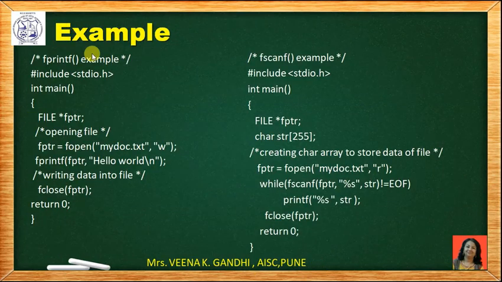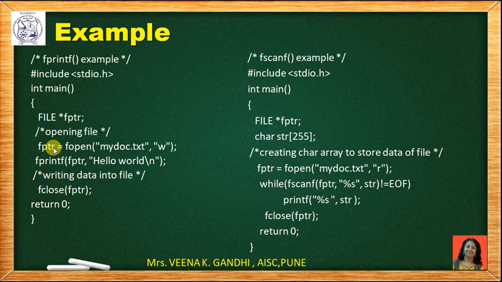Let us see an example of fprintf and fscanf. First example: we include the header file stdio.h. In the main function, declare a file pointer, FILE *fptr. After that, open the file in write mode. So fopen my.txt in write mode.